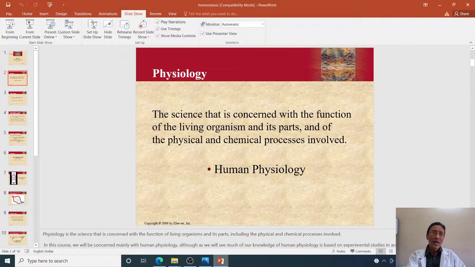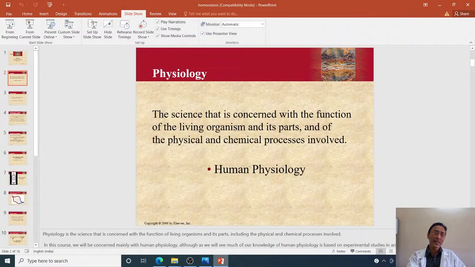So first of all, how do you define physiology? If you remember, in the earlier class I had said that physiology is nothing but a science that is concerned with the functioning of the living organisms and the physical and the chemical processes involved. So in other words, first of all, we have to understand how the body functions.